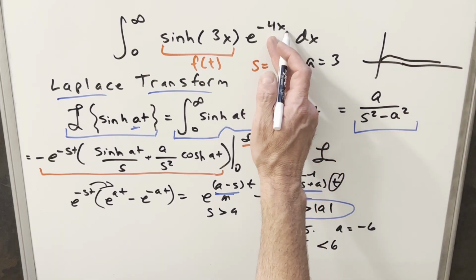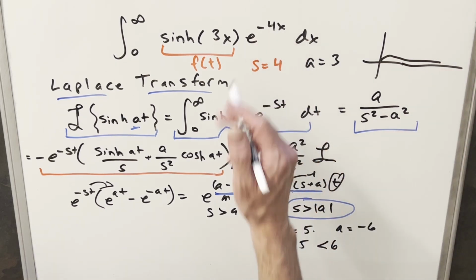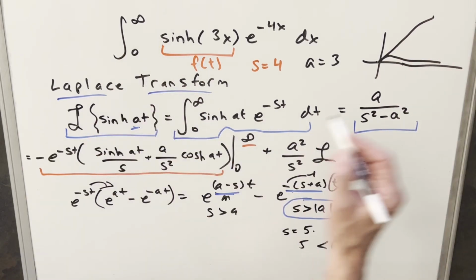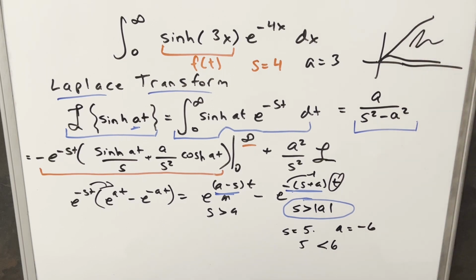If instead we change this 4 to a 2 and you had e to the minus 2x here, it's a totally different graph. It's like this. And because we're going from 0 to infinity, the area here is clearly infinite. So I just need to capture this condition right here and then we can continue.